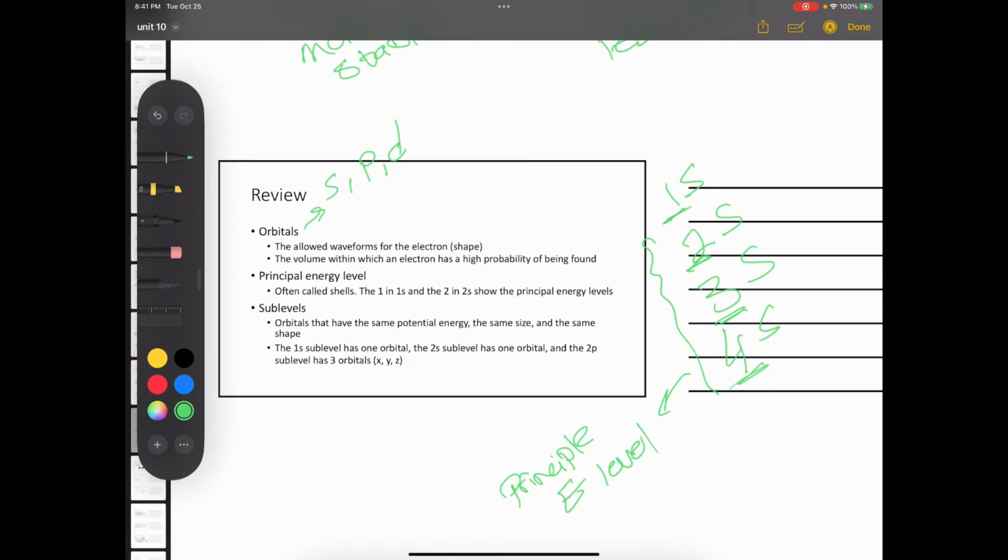These sublevels, or it's also called the suborbitals, orbitals.